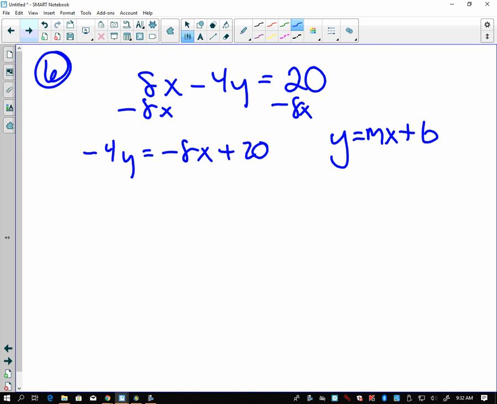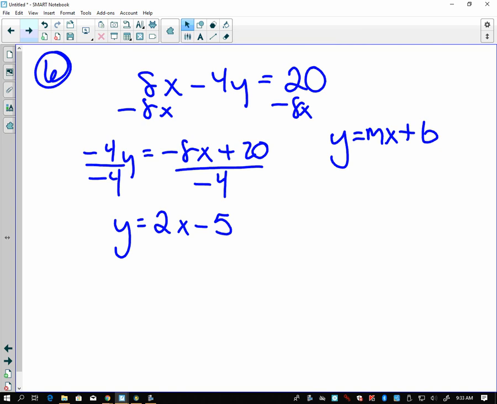Now what? Anybody? Divide by negative 4. Not negative 4y? Okay. Because what am I ultimately trying to do? Solve for y. Yes. Okay, so y equals, let's simplify. What's negative 8x divided by negative 4? 2x. And 20 divided by negative 4, negative 5. That's what I want. Okay? Can we do that? See standard form, solve it for y. Okay, we'll give you slope-intercept form.